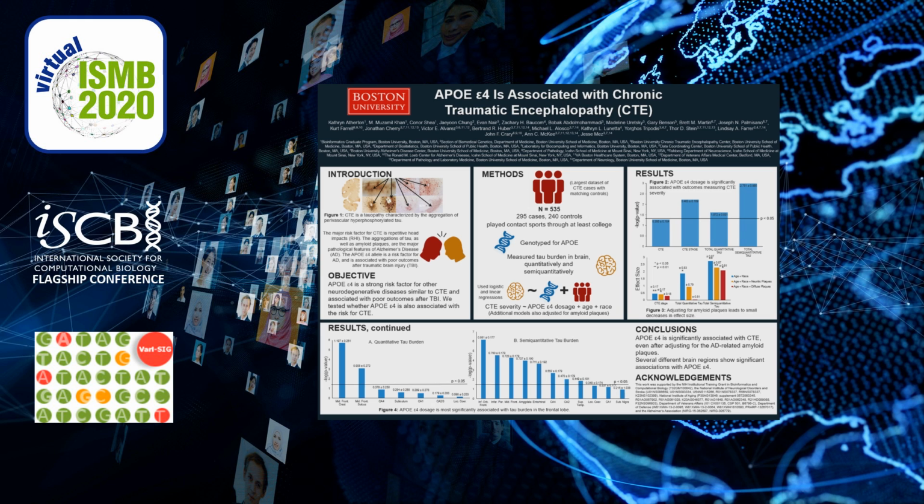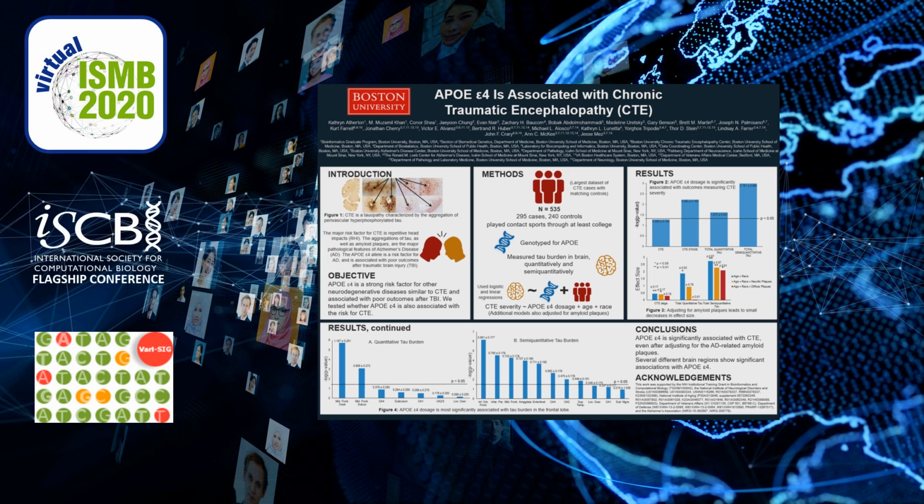Other regions where tau burden is significantly associated with APOE are the inferior parietal lobule and the superior temporal gyrus, which are both cortical regions, and the entorhinal cortex, amygdala, and the CA2, 3, and 4 regions of the hippocampus, which are limbic structures. In conclusion, this is the most concrete evidence to date that APOE is associated with CTE.